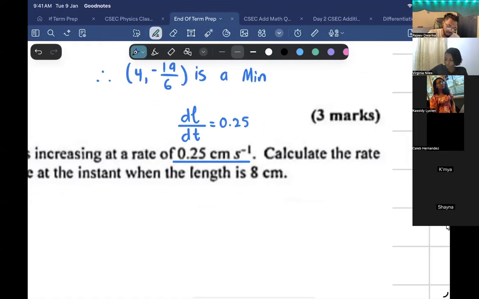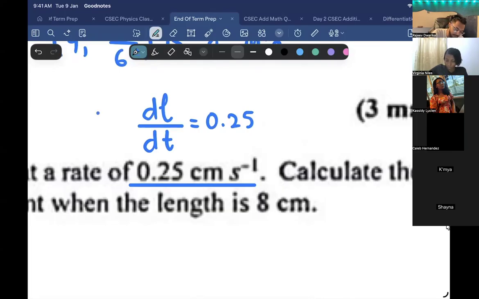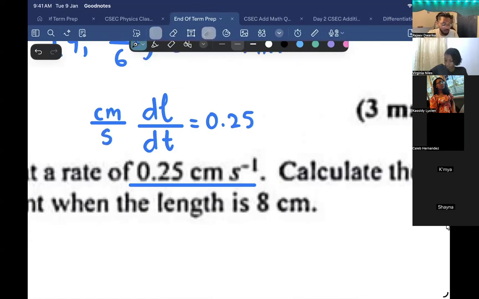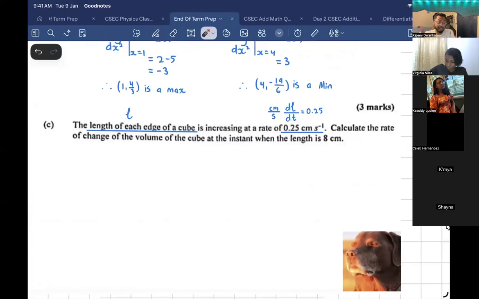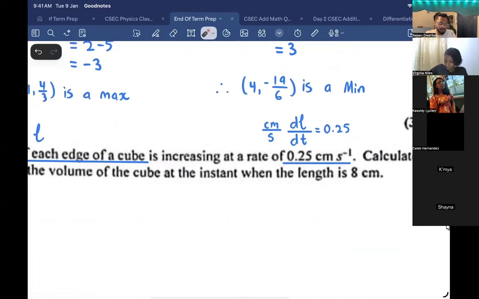I'll forget the units for now, but I want you to understand that I'm using the units to come up with the derivative notation. Let me run it back again. Do you understand that when I tell you the length of the edge of a cube is changing, that means as time passes the length is changing? So that's dl over dt, the change in length with respect to time.